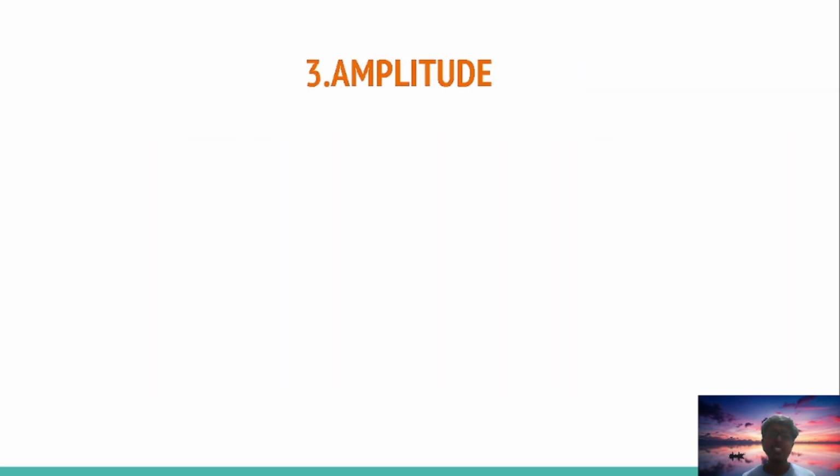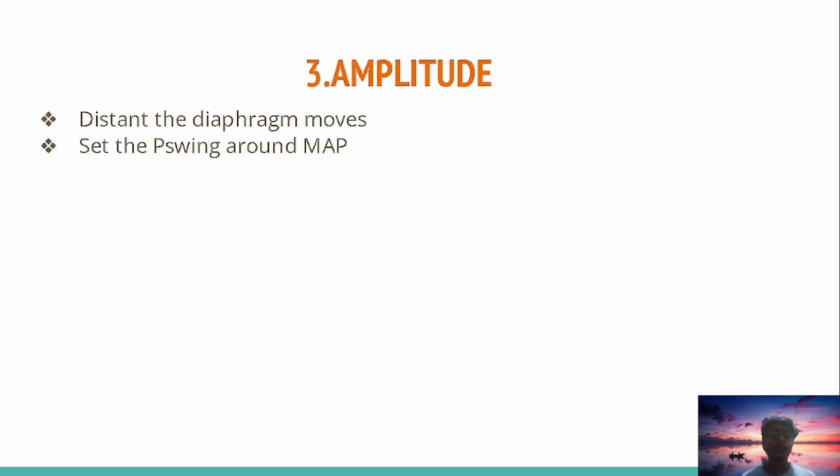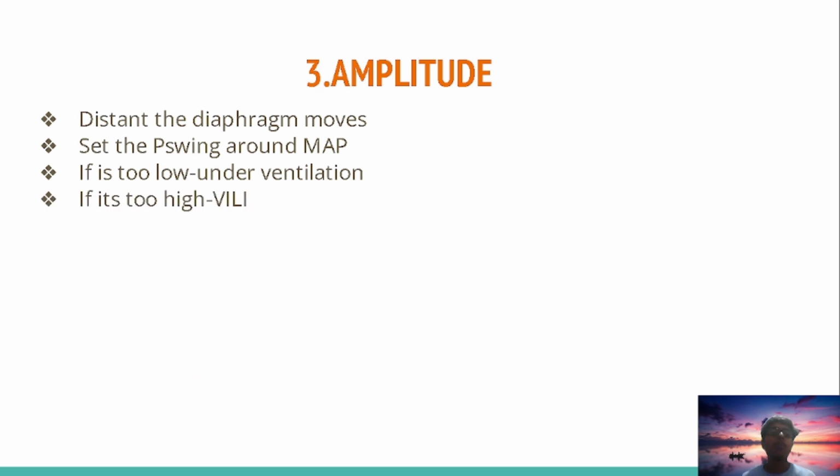Next, the third one, amplitude. Amplitude is the distance the diaphragm moves. So it is the movement of the diaphragm, and it sets the pressure swing around the mean airway pressure. If the amplitude is too low, the patient will go into under-ventilation. If the amplitude is too high, it can cause ventilator-induced lung injury. The amplitude determines the tidal volume.